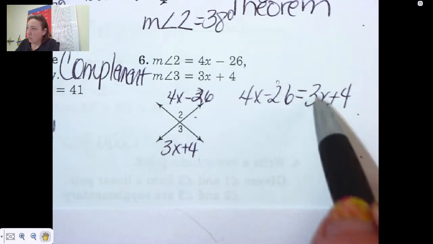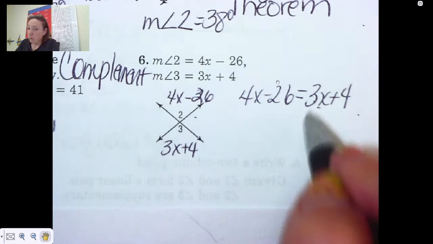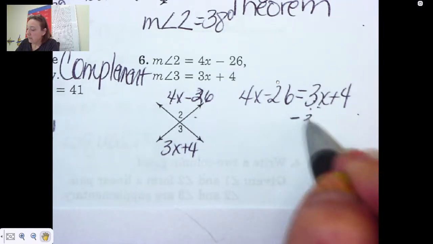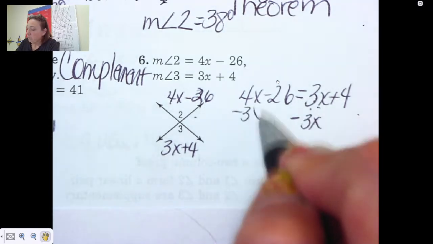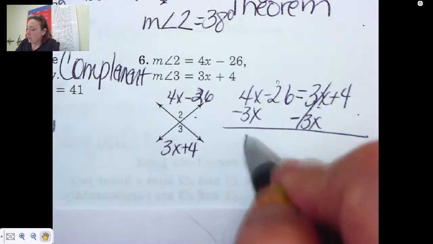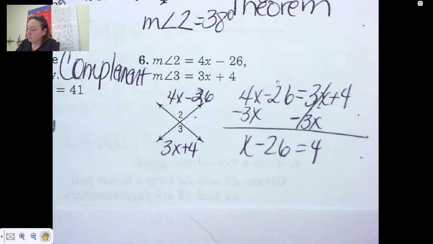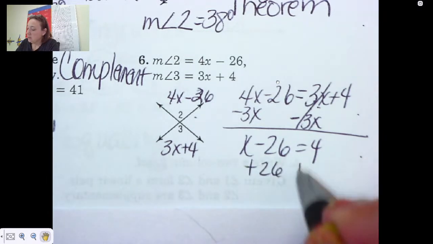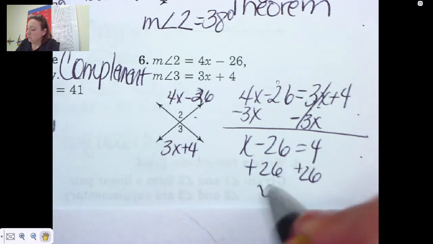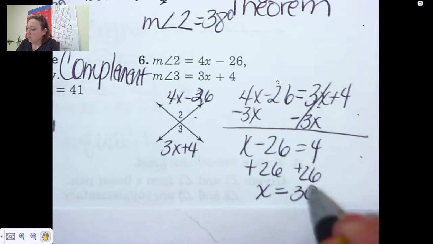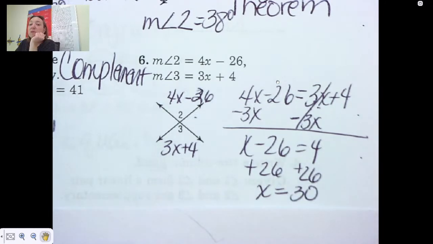So move this guy. So how do we move him? Subtracting. So it's going to give me x minus 26 equals 4. Now what? Plus 26. X equals 30.